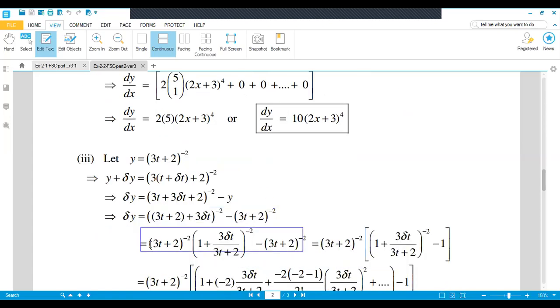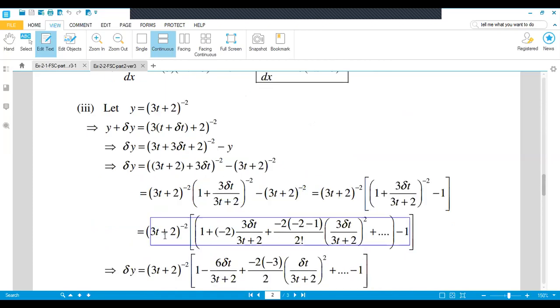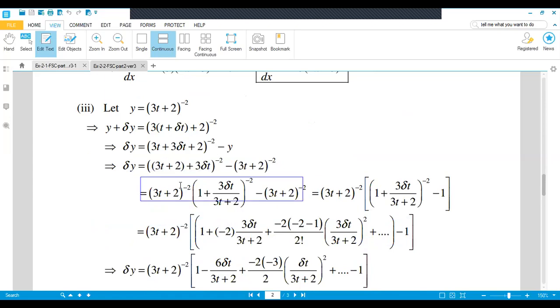Now again with binomial theorem, what will we do? 3t plus 2, we take common, power minus 2, and here we get 1 plus 3 delta t over 3t plus 2. So now from this complete expression, you take (3t plus 2) power minus 2 common, so we get this.